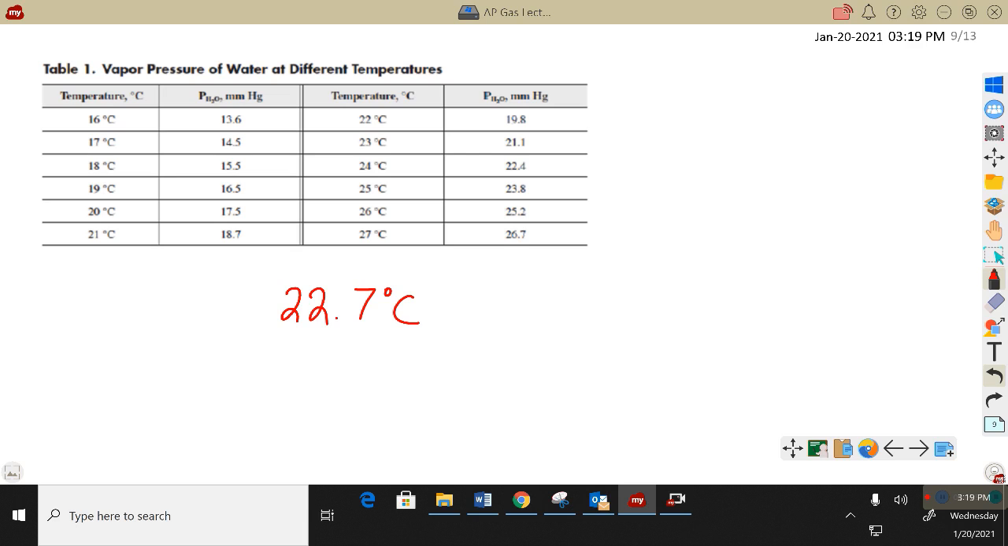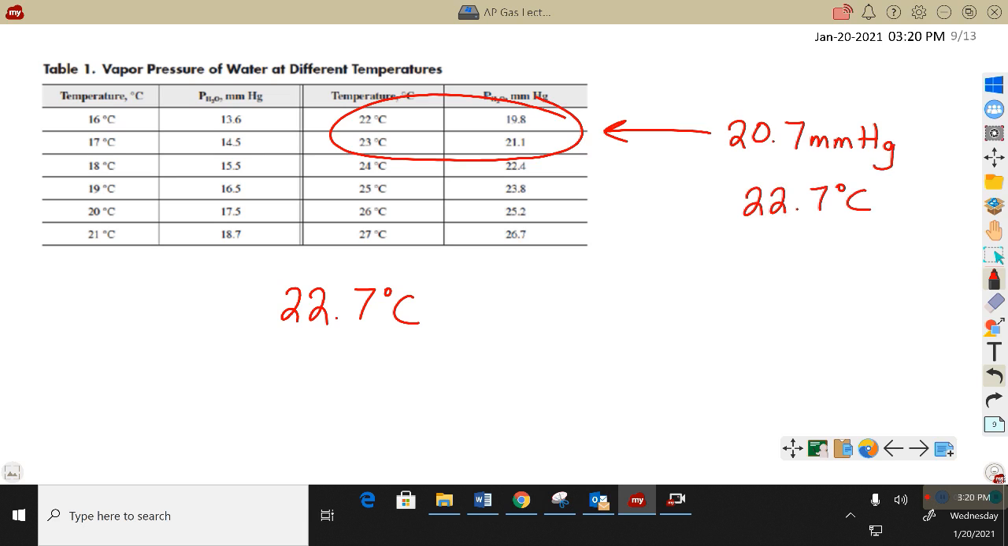So our water vapor pressure is going to be somewhere in here. I noticed prior that this table is going to be a little bit funky, in that we're in between these two. So I did some math to figure out where about 22.7 would fall, and it's probably somewhere around, let's see, what did I get? About 20.7 millimeters of mercury. And that would be at 22.7 degrees Celsius.